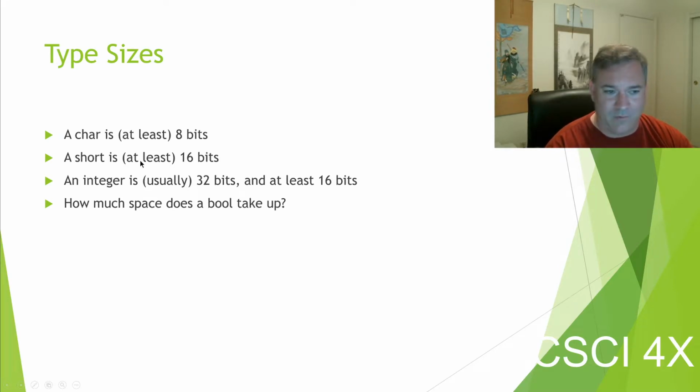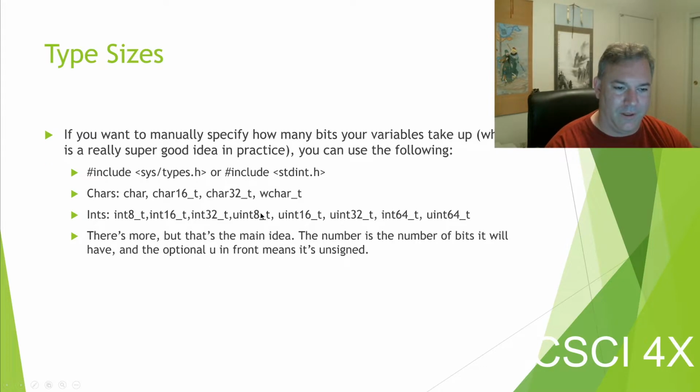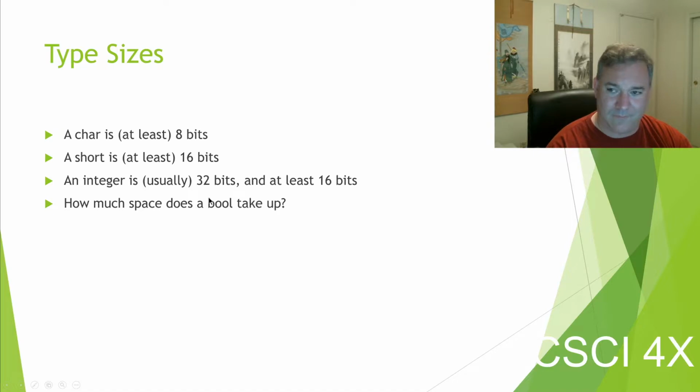Okay, so as we all know, a char is usually 8 bits. A short is usually 16 bits. An int is usually 32 bits. Long, 64 bits. Boolean, like we just saw, could be a byte, could be an int, depends. So if we're just going to be storing a bunch of bools, we should bitpack.